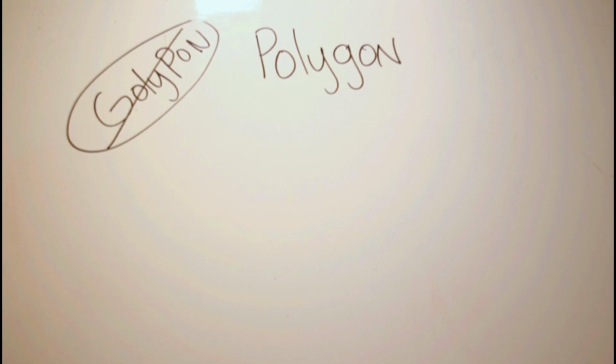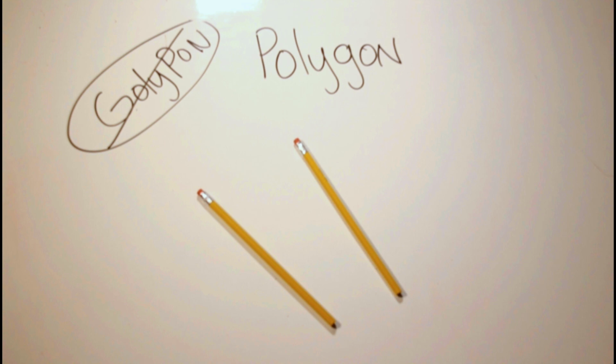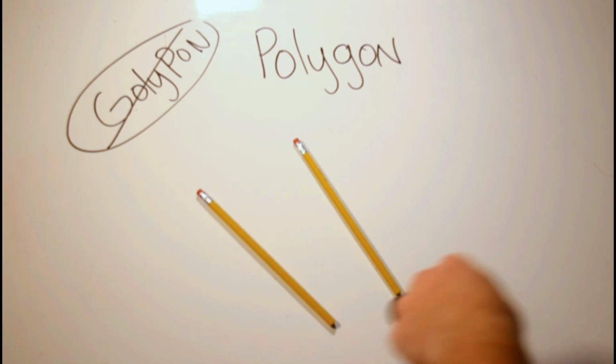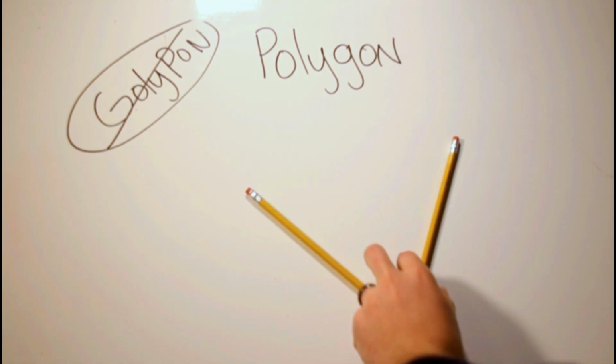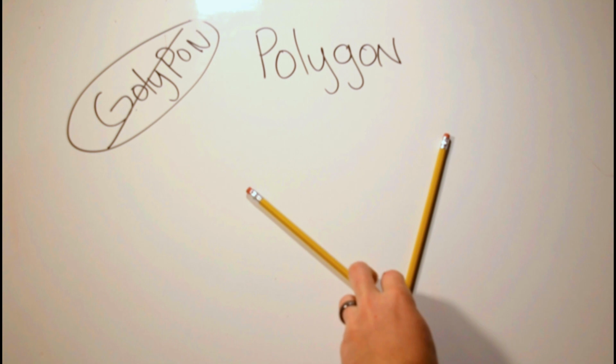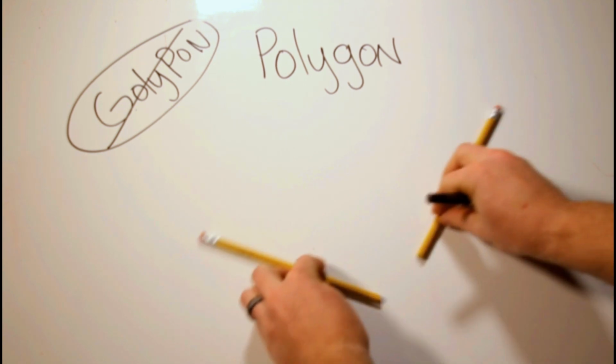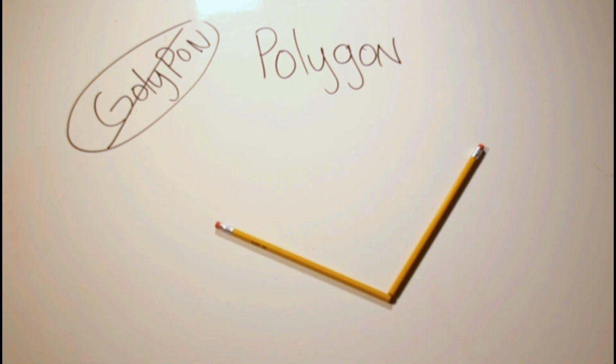Alright, so polygons. Polygons are closed shapes made of 3 or more lines. To start, I'm going to take these very, very scientific materials called pencils. Yeah, pretty cool. So we have 2 pencils here. Now they are straight, as you can tell. And when we put them together and join them end to end, what they create is an angle.